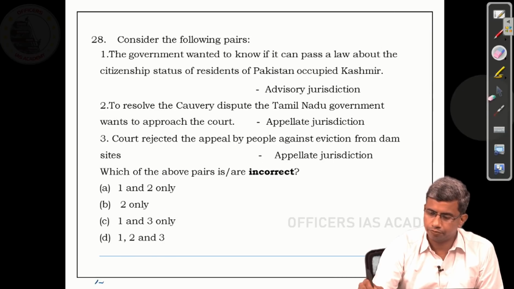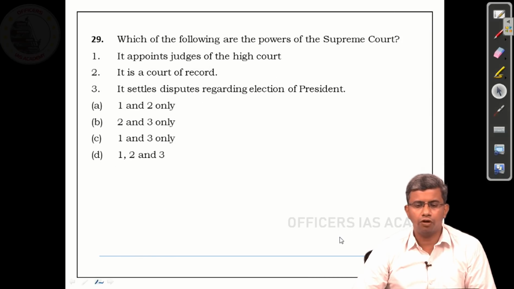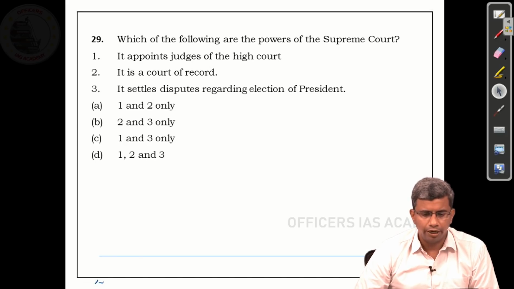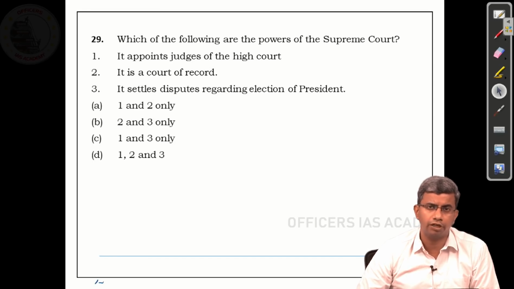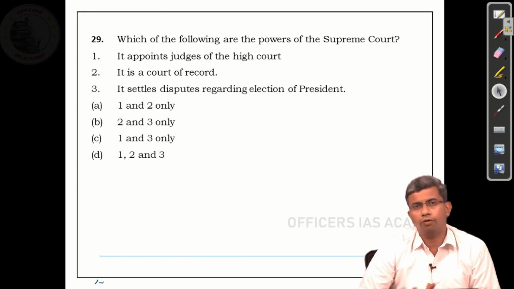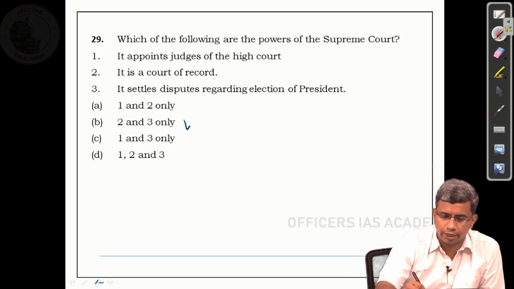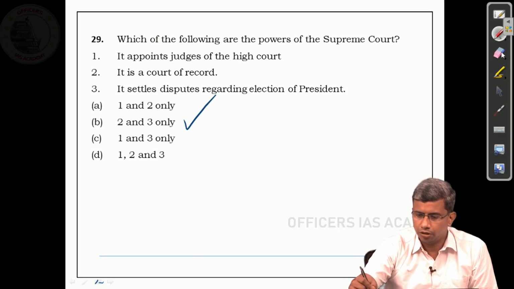So moving on, which of the following are the powers of the Supreme Court? It appoints judges to the High Court? No, the President does it. It is a court of record? Yes, it is. It settles disputes regarding election of President. President and Vice President election, the dispute can be only filed in the Supreme Court. So 2 and 3 are correct, 1 is wrong. So the correct answer is B for this question.